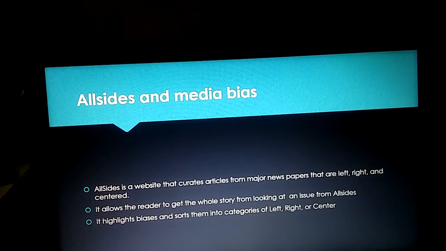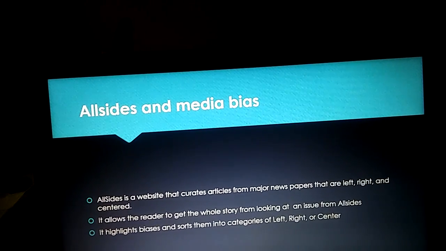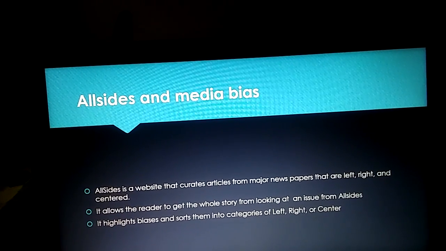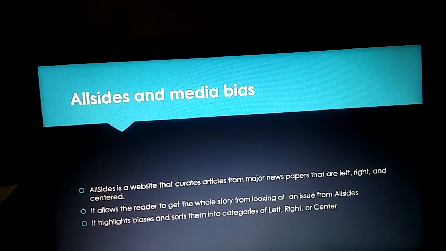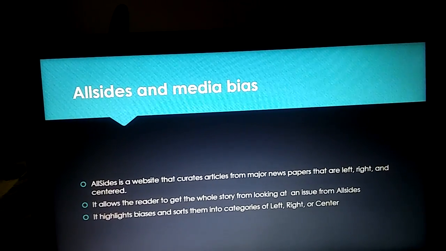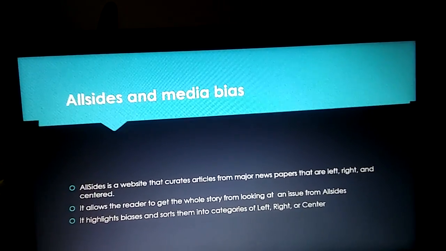AllSides and media bias. AllSides is a website that curates articles from major newspapers that are left, right, and center. It allows the reader to get the whole story by looking at an issue from different perspectives. It highlights biases and sorts them into categories such as left, right, or center.